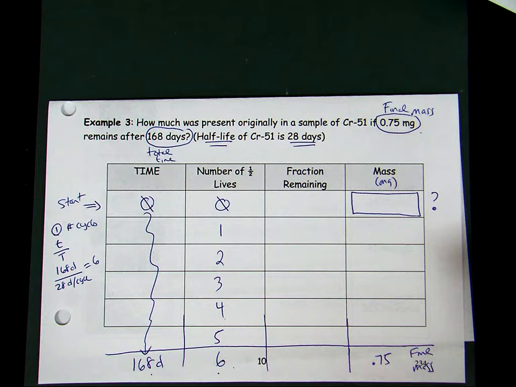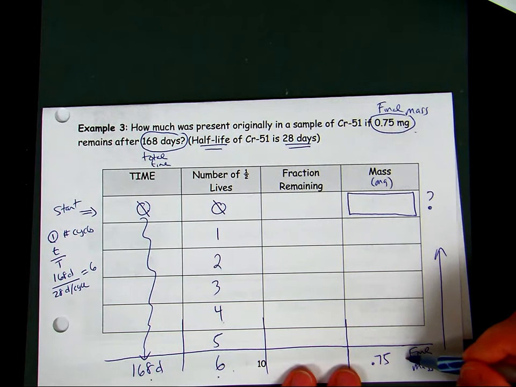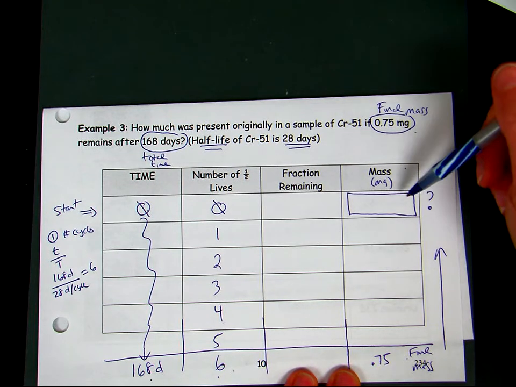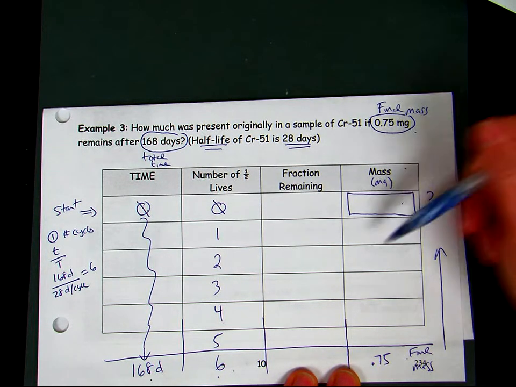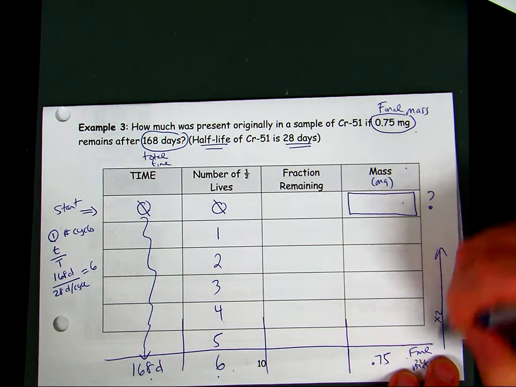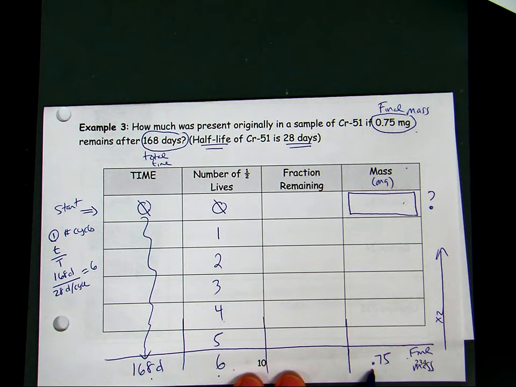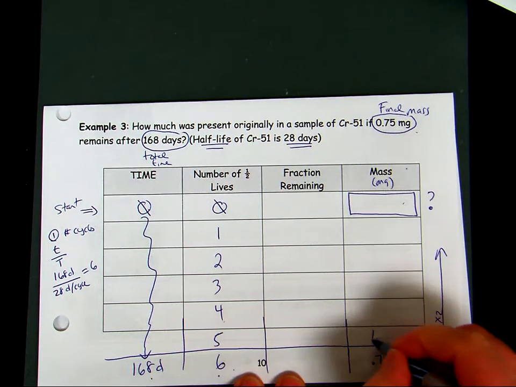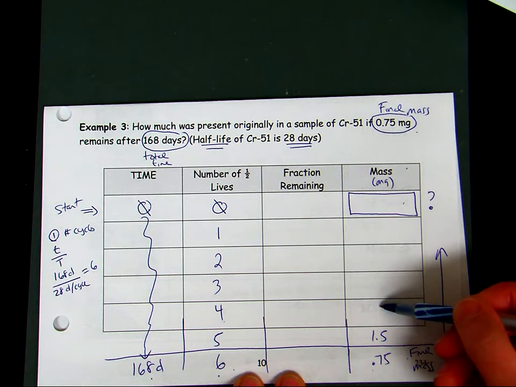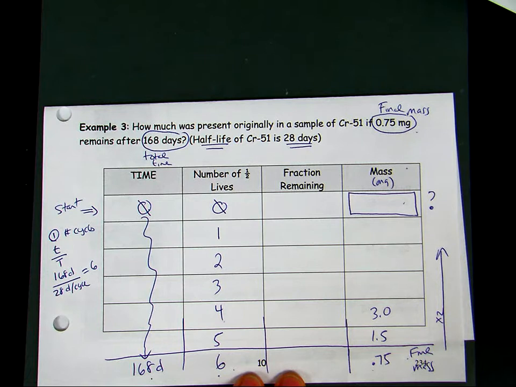So what I need to do is work my way backwards from the final mass to the original mass. Remember, in our normal direction, original mass to final, we cut in half. So when we work backwards, we have to double, or multiply each one by 2. So the cycle before 0.75 means that I had 1.5 milligrams. Then cycle 4 is double that, so there was 3.0 milligrams present.